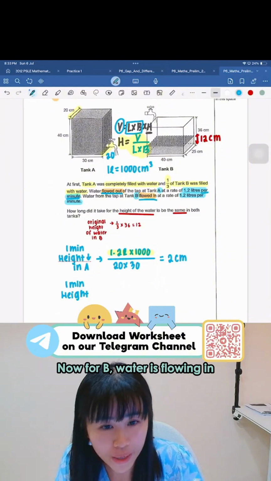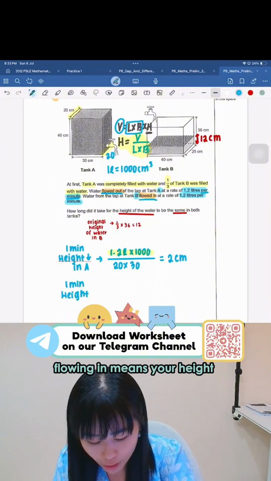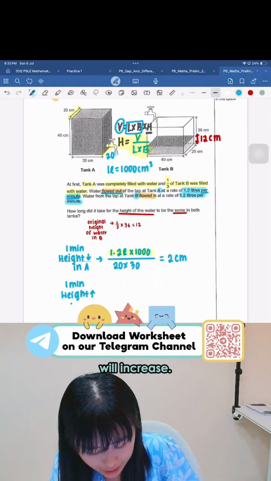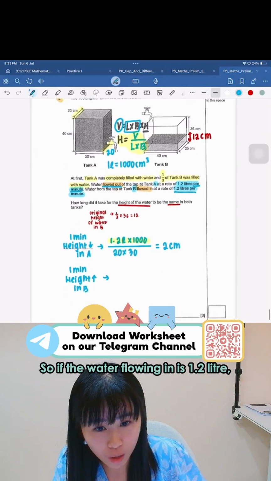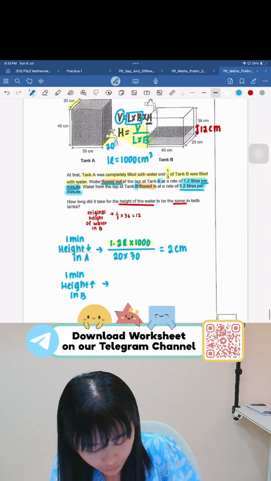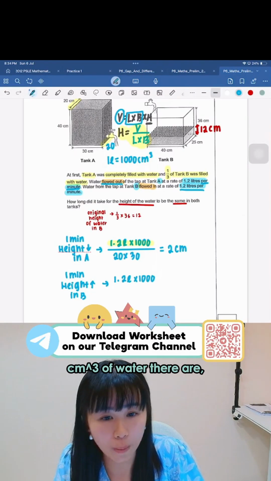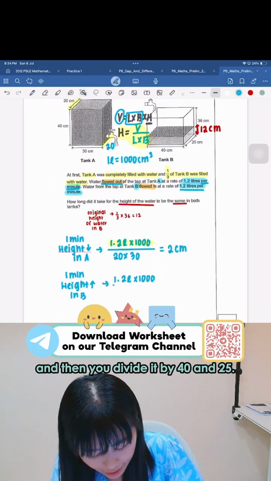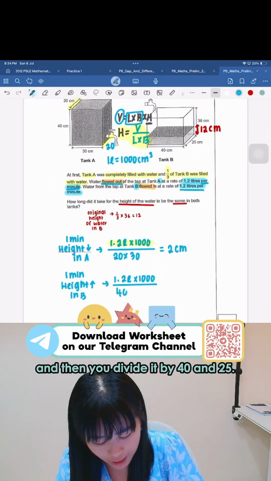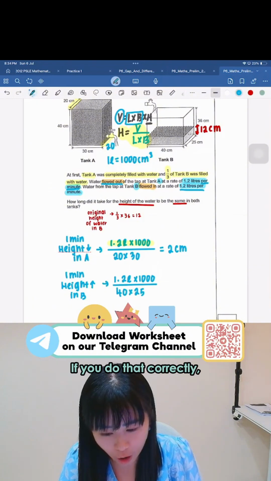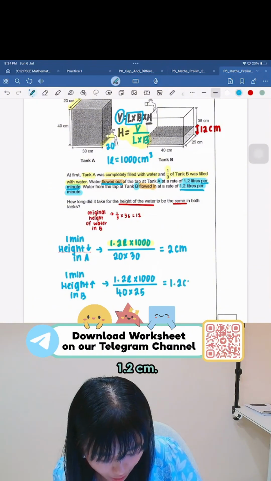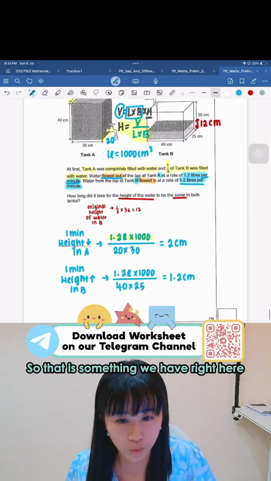Now, your B water is flowing in. Flowing in means your height will increase. So if the water flowing in is 1.2 liter, you're going to take 1.2 liter, multiply by 1000 to get how many cm cube of water there are, and then you divide it by 40 and 25. If you do that correctly, 1.2 cm. Yeah, so that is something we have right here.